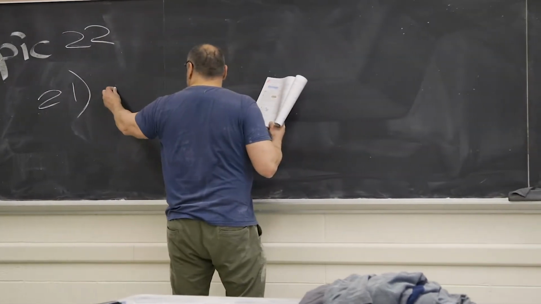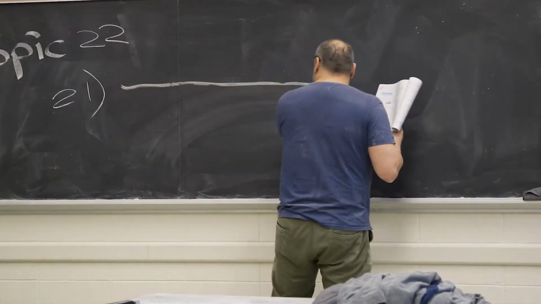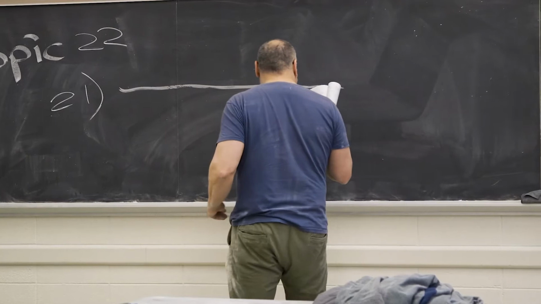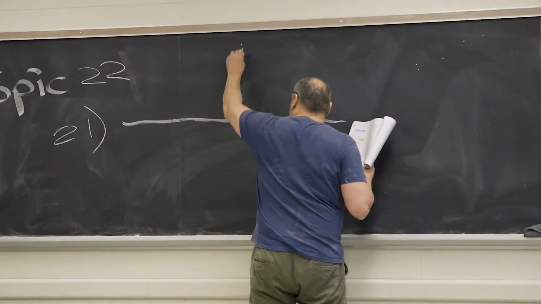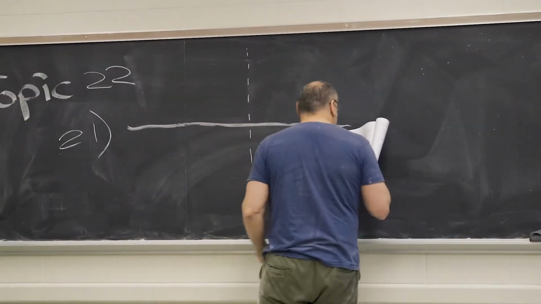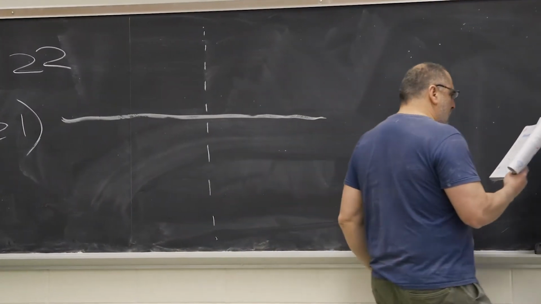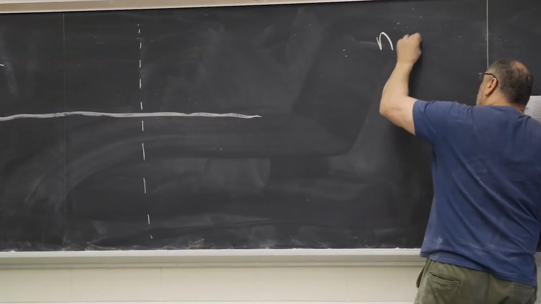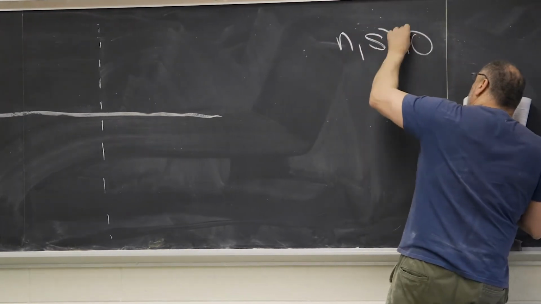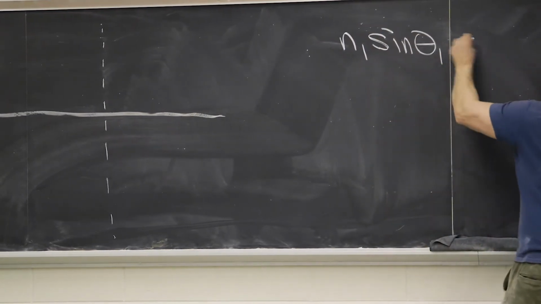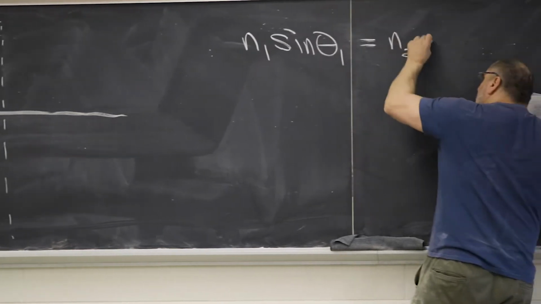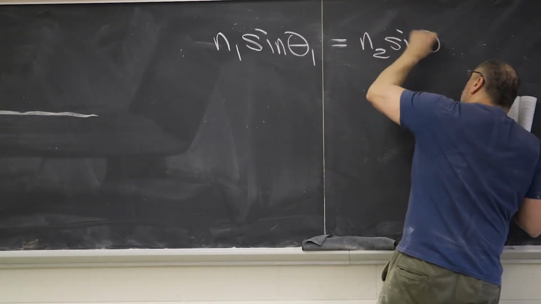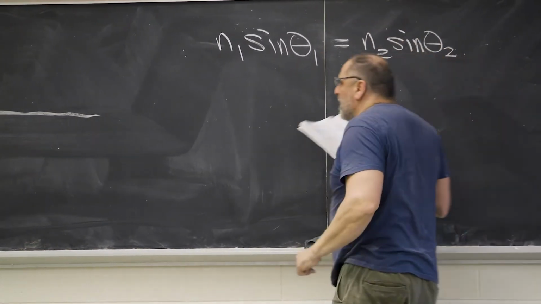They're showing a guy on a boat, and we're going to use Snell's law to get us through this. There's a lot of stuff you can do. Snell's law is basically saying N1 sine theta 1 equals N2 sine theta 2.